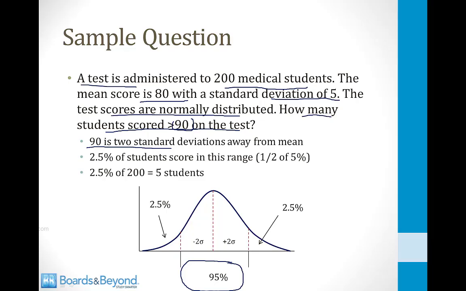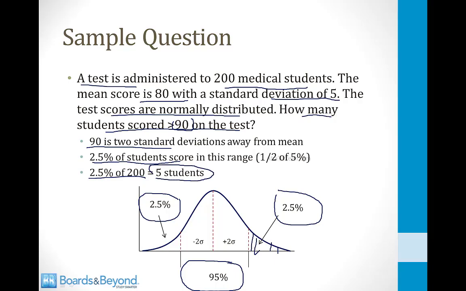What you need to realize, though, is that means 5% of the data are outside this range, and that 5% is split up so that 2.5% is higher than this range and 2.5% is below this range. So this means that 2.5% of students scored above 90. That's in this top portion here, right there. And 2.5% of 200 is 5 students.